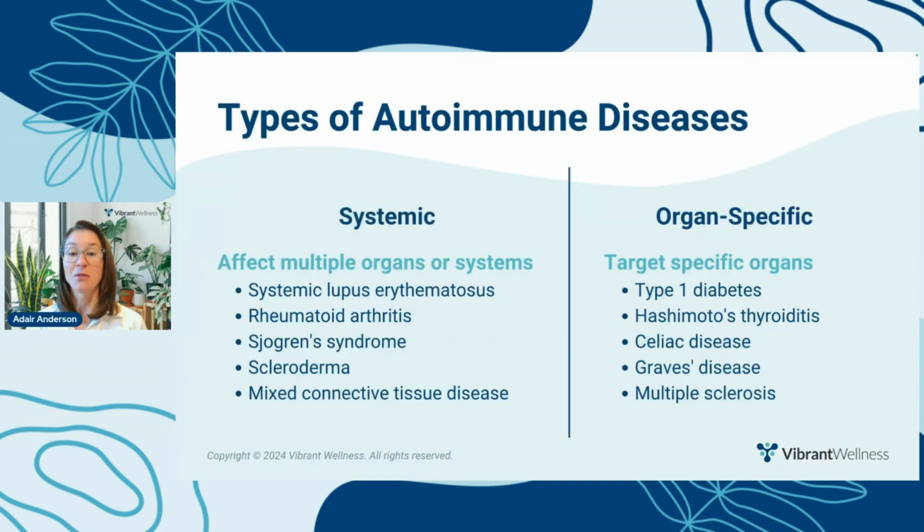There are two types of autoimmune diseases: systemic autoimmune diseases that affect multiple organs or systems, like lupus, Sjogren's, and scleroderma, and organ-specific autoimmune diseases that target specific organs, like type 1 diabetes, Hashimoto's thyroiditis, and celiac disease.